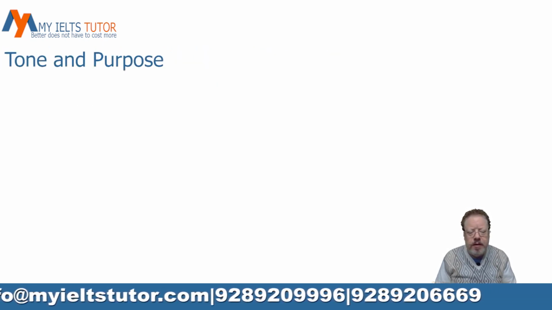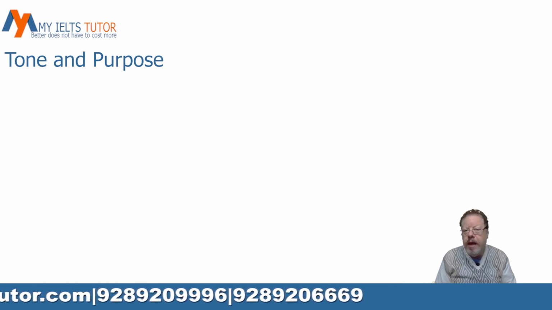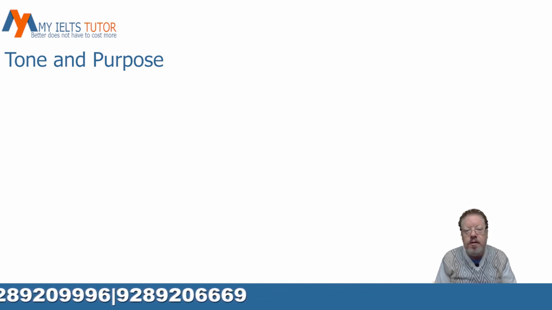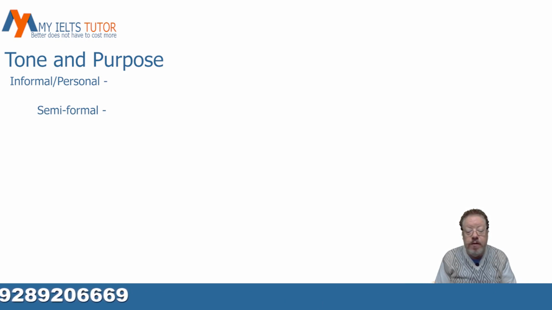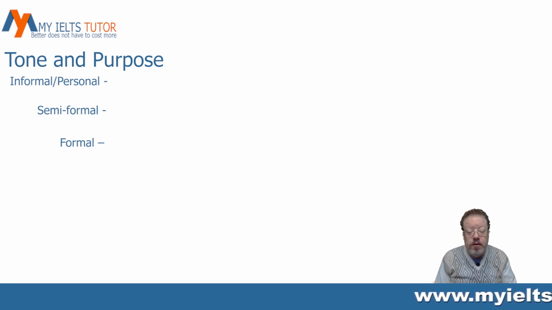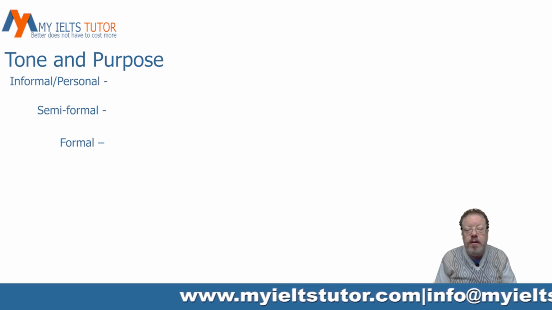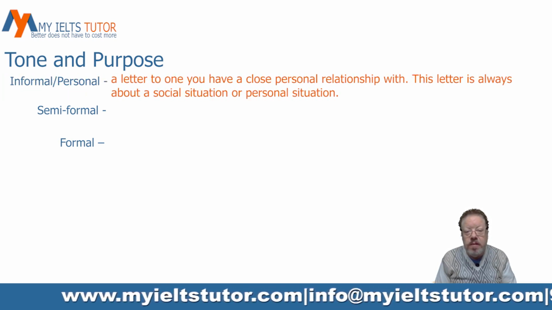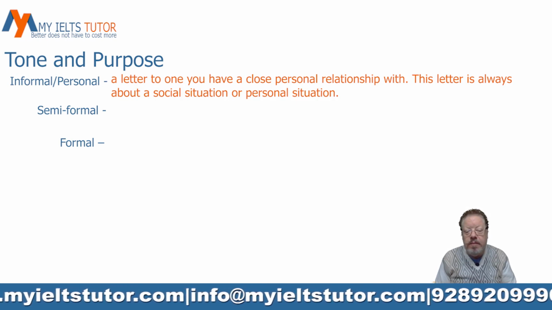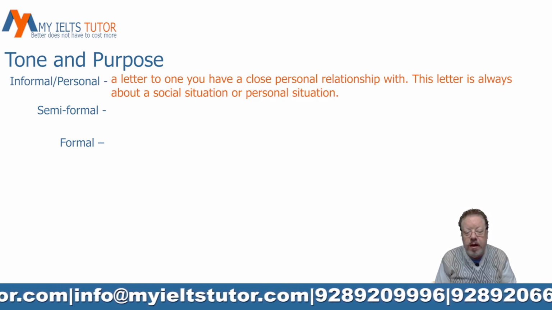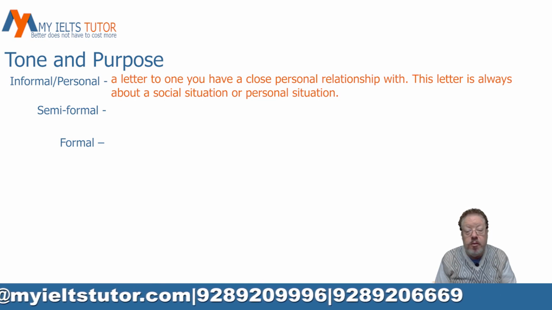Now, tone and purpose. If you remember, we have 3 tones: informal, semi-formal, and formal. And from here on the slide, you can see the different relationships and situations that each tone could be used for. If you remember, informal is for someone you have a close personal relationship with. And the purpose could be personal, a social situation or a personal situation.